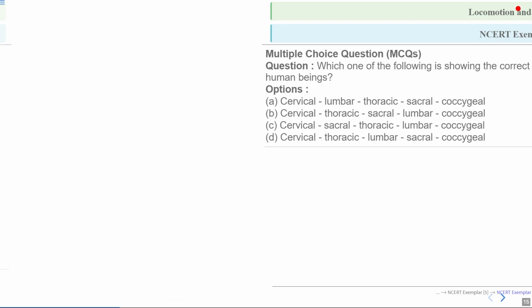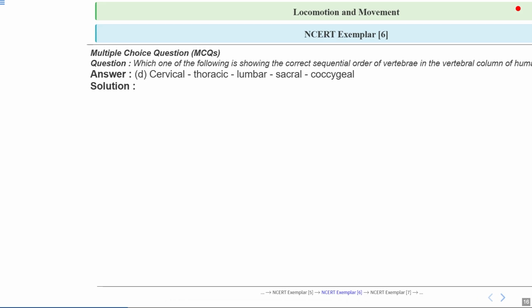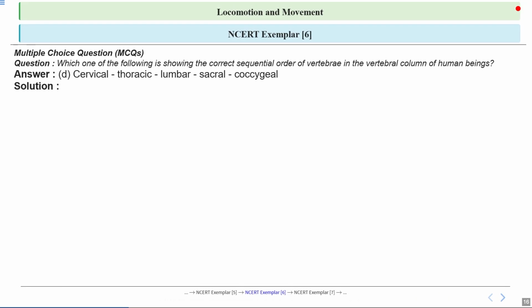So this is question number 6, and the question is, which one of the following is showing the correct sequential order of the vertebrae in the vertebral column of human beings? So we have been given 4 options. Let's see the correct sequence. So we have the correct option here, that is option number D. So let's see the answer in detail.